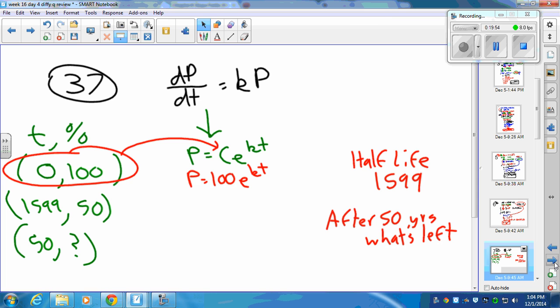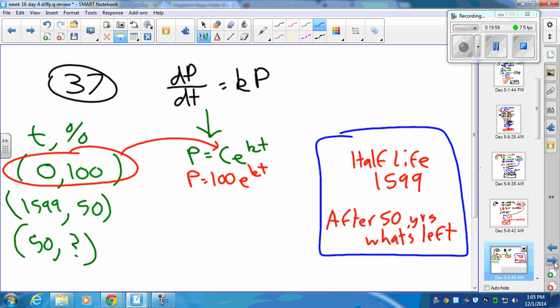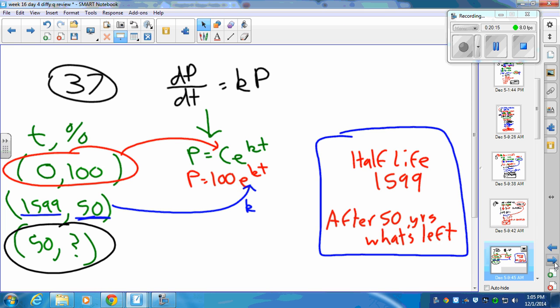The way it worded it here is a half-life after 50 years. So if I started you with 100, half of 100 is 50, and it took that long to get it. You're going to plug that into there and get k. And then once you have all of that, you can solve for what percent do I have left after 50 years. It's going to be close to 100% because it took basically 1,600 years to cut me in half. So 50 years didn't get me that far. So I'm expecting when you do that, maybe 98, 99, I don't know.